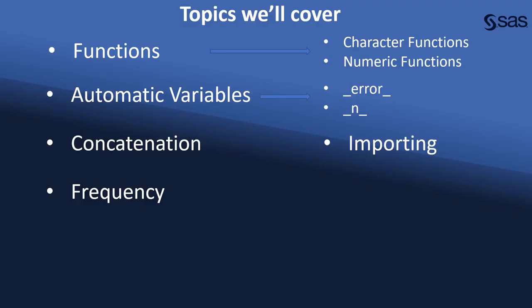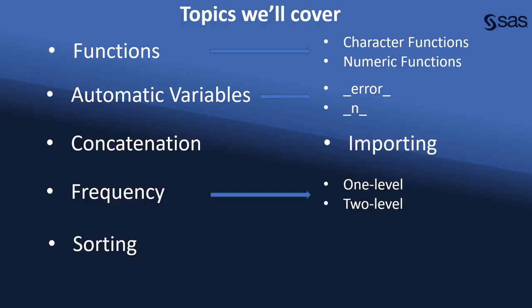First, we'll be learning about one level frequency, then we'll do two level frequency. And finally, at the end of the day today, we'll be working on sorting our data. Sorting the data means arranging your data in ascending or descending sequence. We'll do one level sorting and then we'll do two level sorting today. So we'll start the class today.